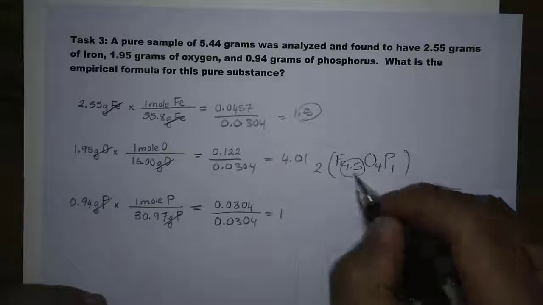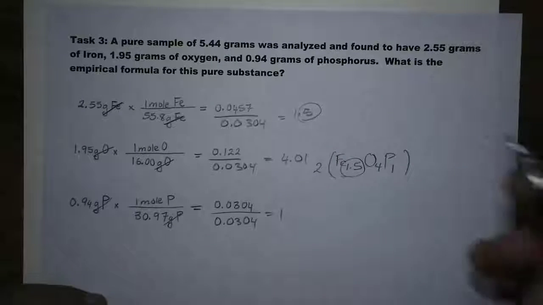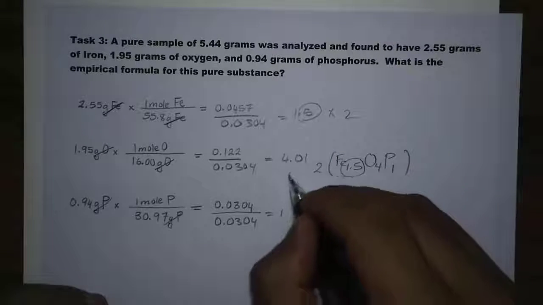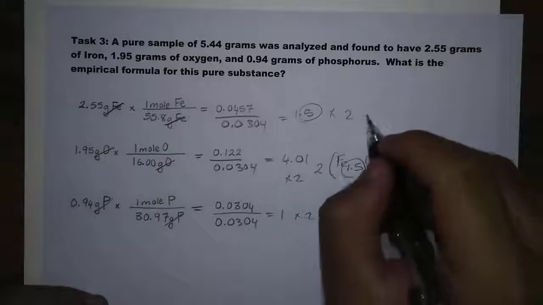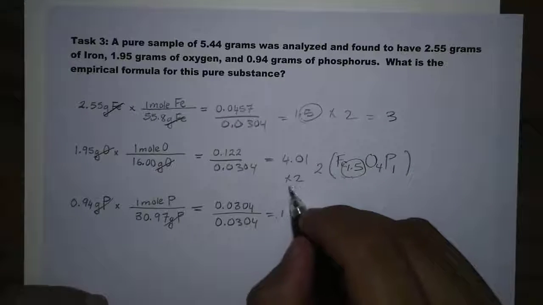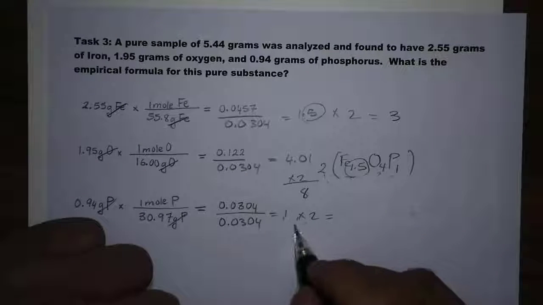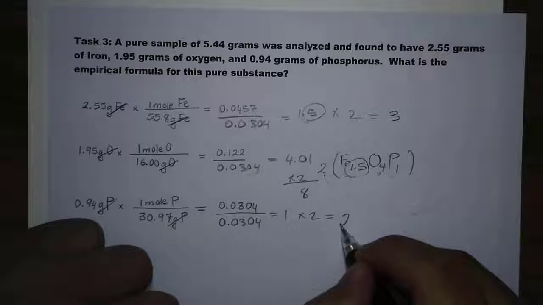So let's show this right here. Let's show that we have to multiply them all by 2. I'm going to do that right here, okay? Multiply them by 2, because we need to get rid of this 0.5. And that gave us 3. And for oxygen, that gave us 8, and for phosphorus, we want it to give us 2.